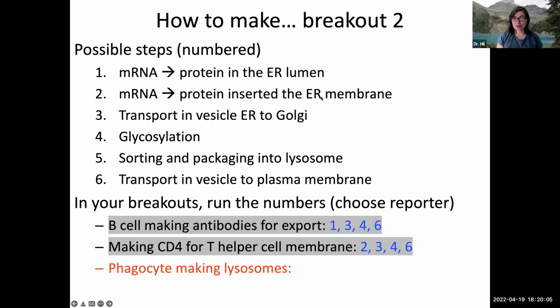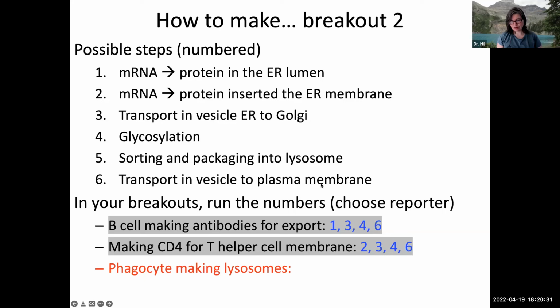As a consequence, when that protein is packaged up into a vesicle, it is not in the inside of the vesicle, it's in the membrane of the vesicle. And when that vesicle fuses with the Golgi, it's not in the interior of the Golgi, it becomes fused to the membrane of the Golgi. It does get glycosylated and then sorted and packaged and sent to the plasma membrane. And when it joins up with the plasma membrane, it's in the membrane.